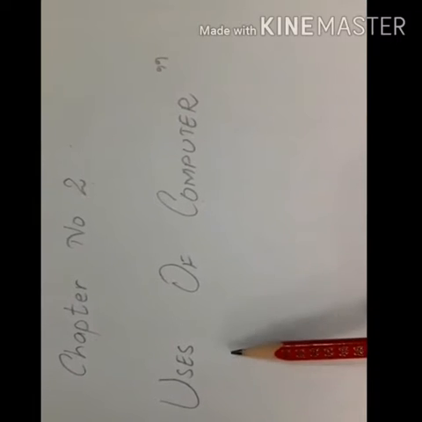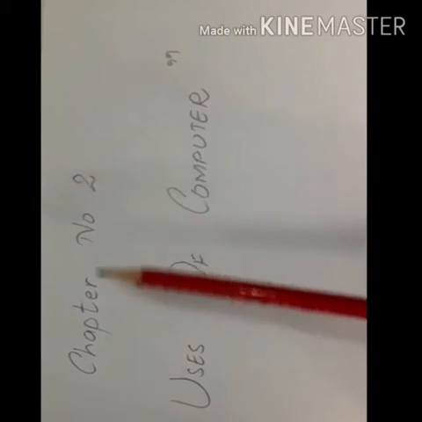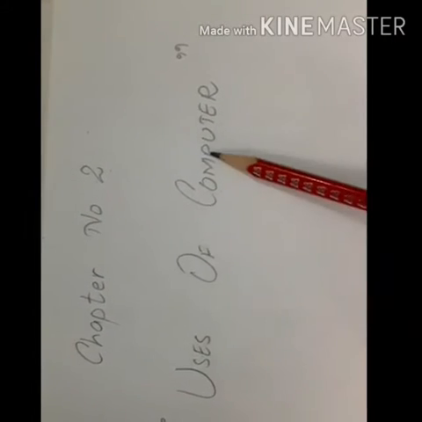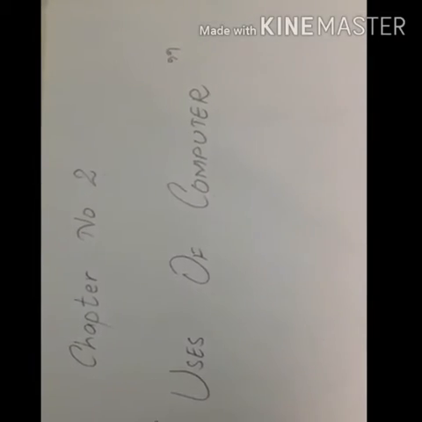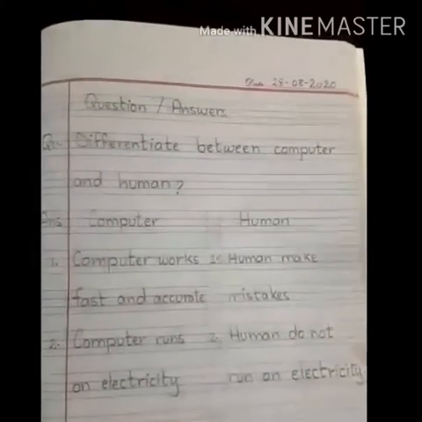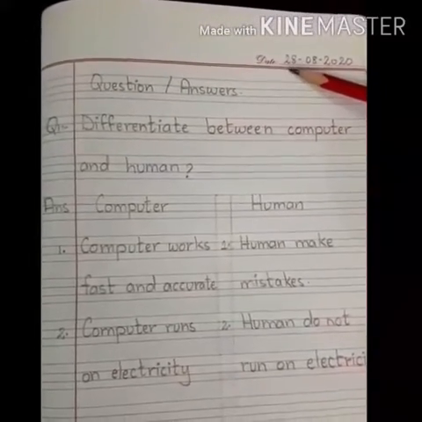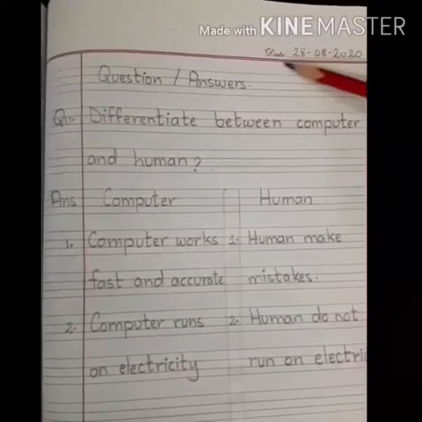Okay, now students, come to the last page of your copy after chapter number 1, chapter number 2. Make the title page of chapter number 2, uses of computer. Then move towards the lining page. Okay, now on this page you have to write down the date first, 28/8/2020 in the date row.